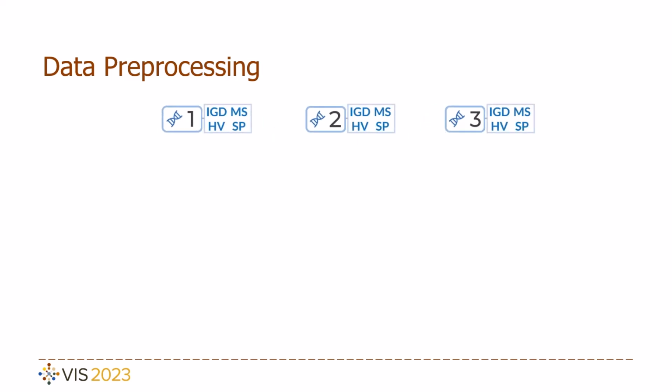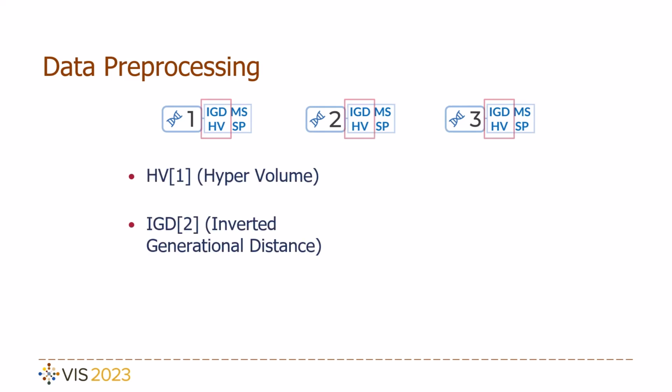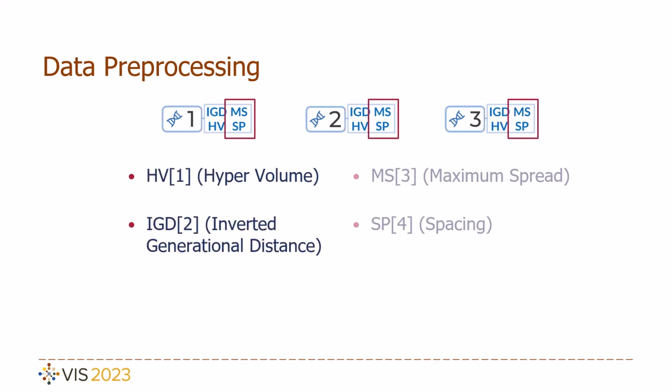For each generation, 4 distinct quality measures are utilized in our framework to cover all the key performance aspects, where HV and IGD are widely used, while MS and SP are to complement.